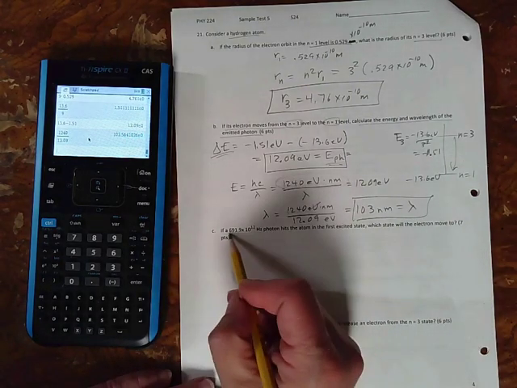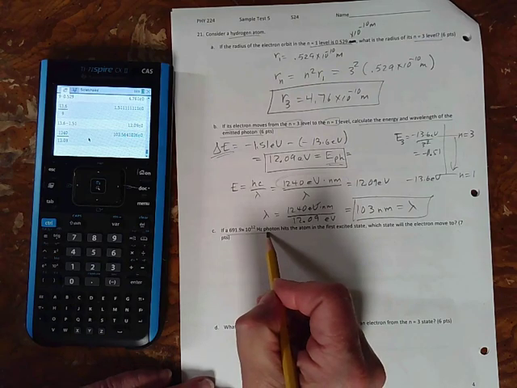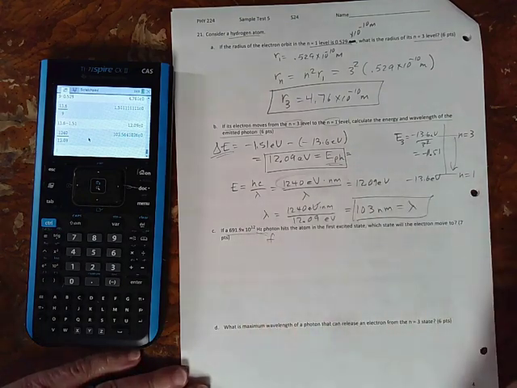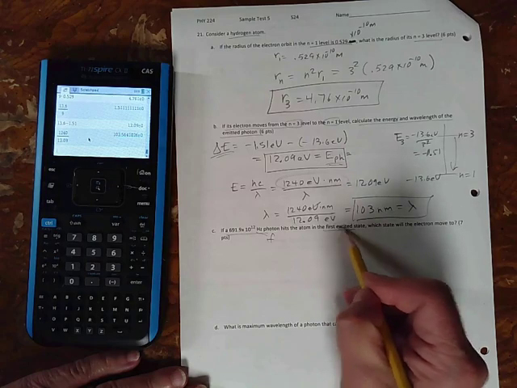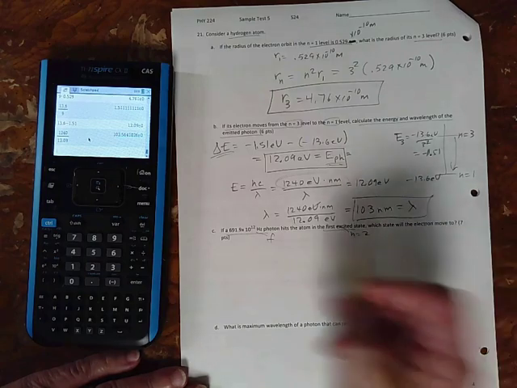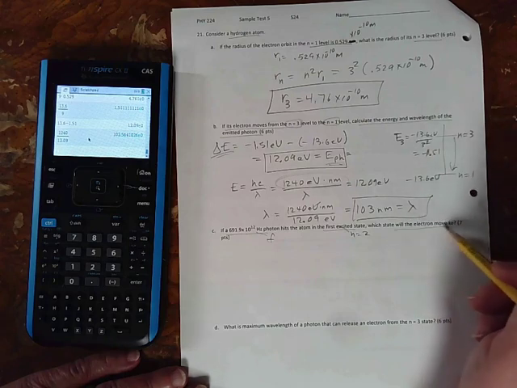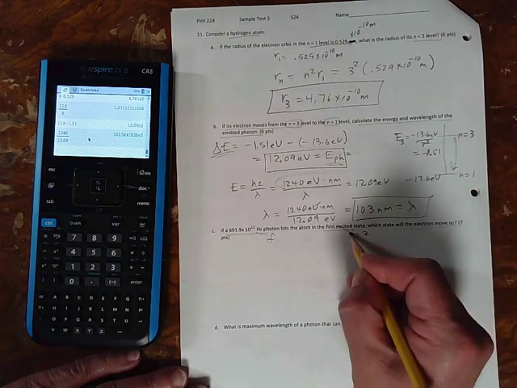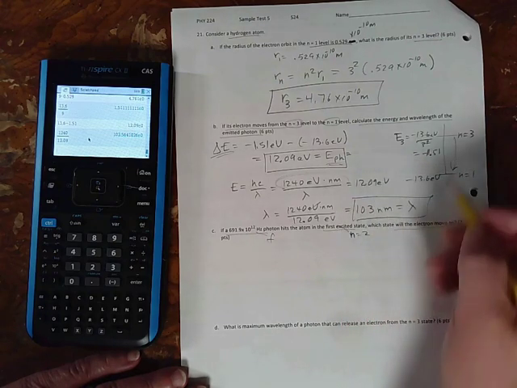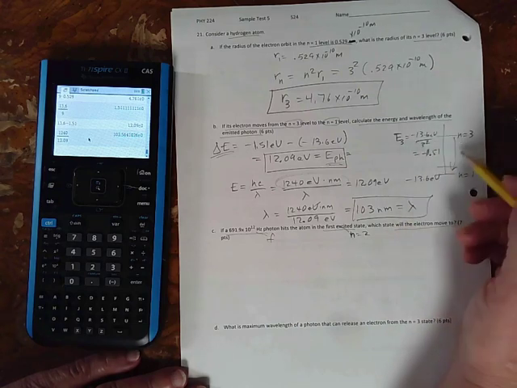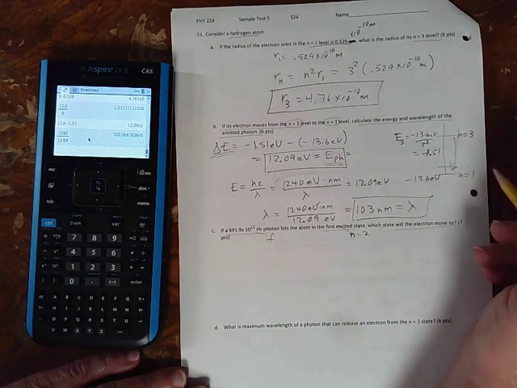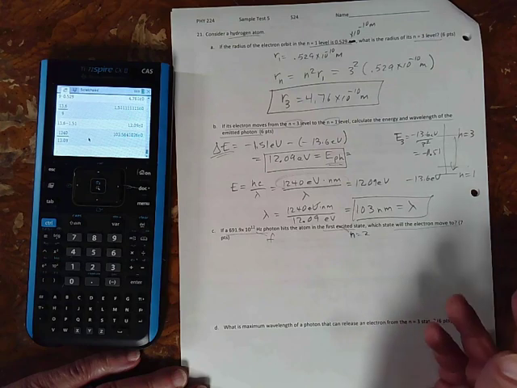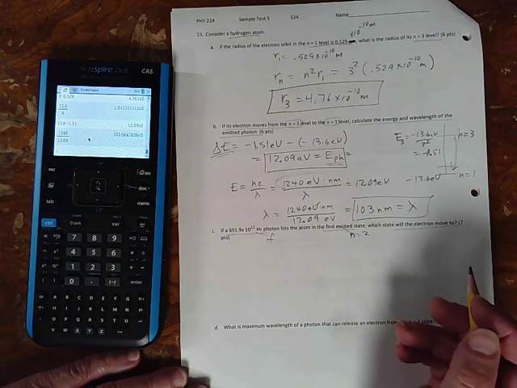If a 691.9 times 10 to the 12 hertz photon, so this is its frequency, hits an atom in the first excited state, so this is n equals 2. Again, it's the hydrogen atom. What state will the electron move to? It's in the n equals 2 state now, and it gets more energy from the photon, so it's going to go up to a higher n, right? So we'll calculate how much energy it has, and then we will see what level that ends up being.